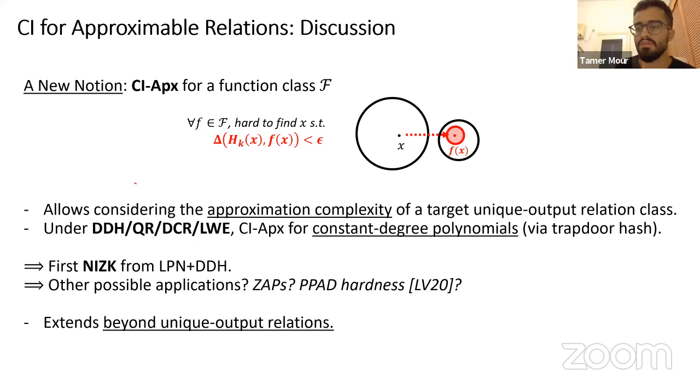And one reason to believe that there's some potential there is because this notion of correlation intractability relates an input X and a set of outputs, which is in this case the Hamming ball around some f of x, rather than an input x with a unique output, similarly to the very recent works that got NIZKs under standard assumptions. Cool, that's it, thanks.